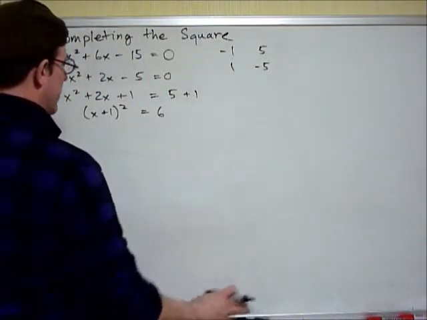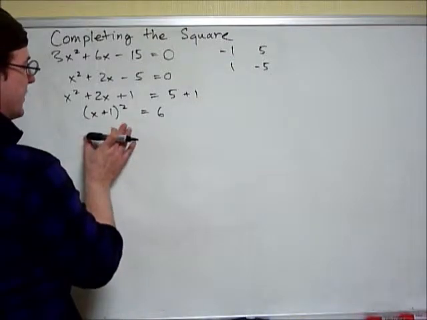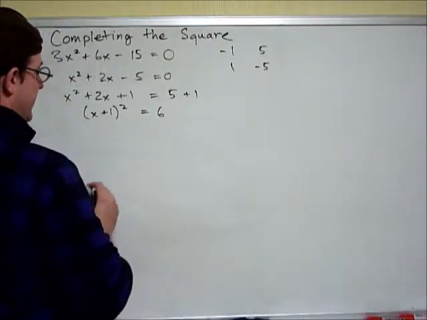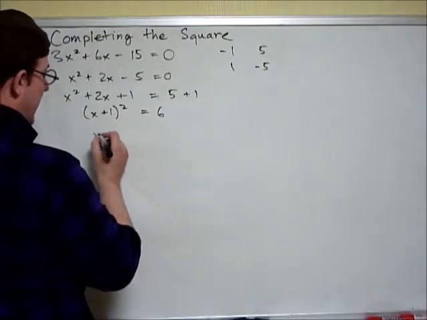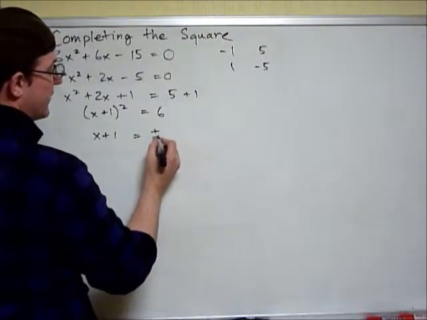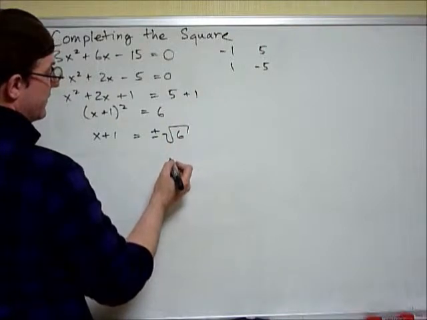Okay? How does that help us? Well, now we've got a square on this side and a 6 on this side. Let's take the square root of both sides. And we'll get x plus 1 on this side. And we'll get plus or minus, don't forget to say plus or minus, the square root of 6. Right?